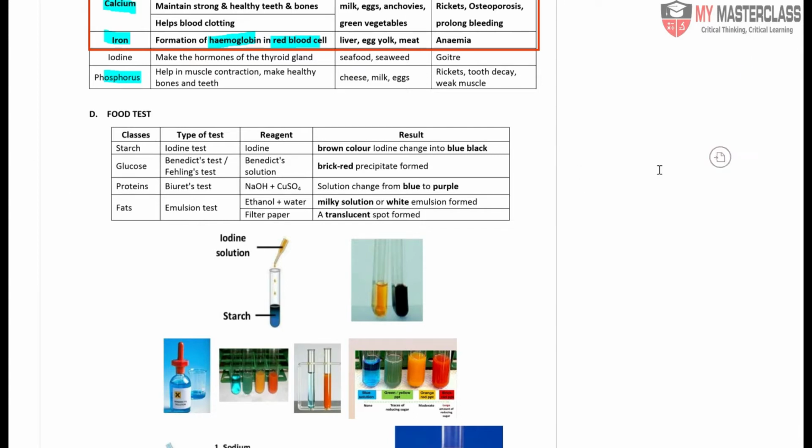Okay, so recall that starch is only found in plants. Example, things like my bread, my potato chips, okay, or just potatoes.